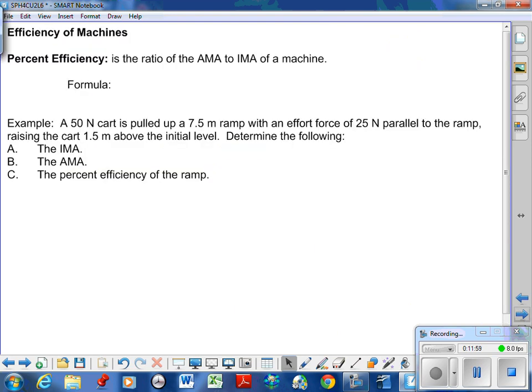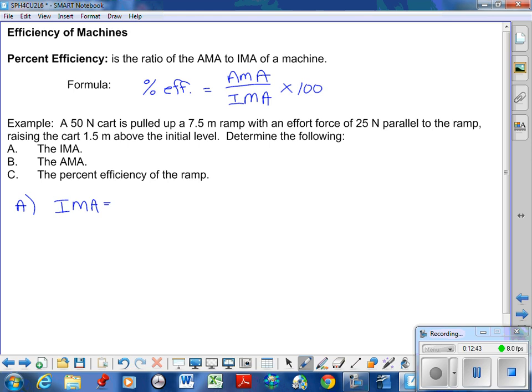All right, so finishing this up, efficiency of machines. So percent efficiency, the formula for your percent efficiency is, I'm just going with what your textbook uses for notation here. You take your AMA, your actual mechanical advantage, divided by your IMA, and you multiply by 100, and that gets you your actual percent efficiency. So my example here, a 50 newton cart is pulled up the ramp with an effort of 25 newtons, raising the cart 1.5 meters from its initial height. Determine the following.